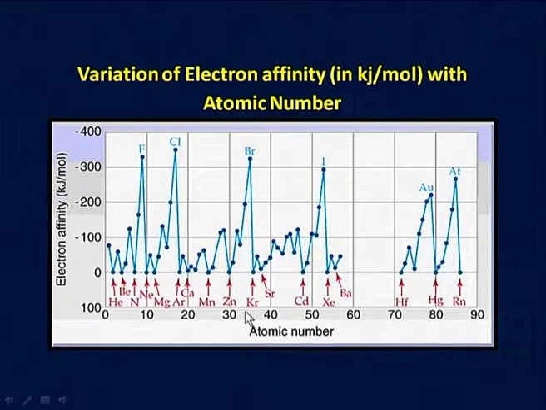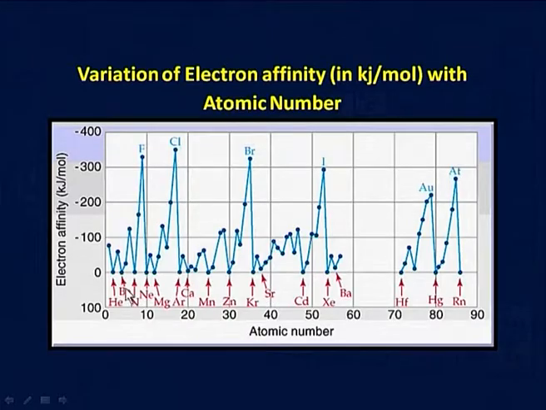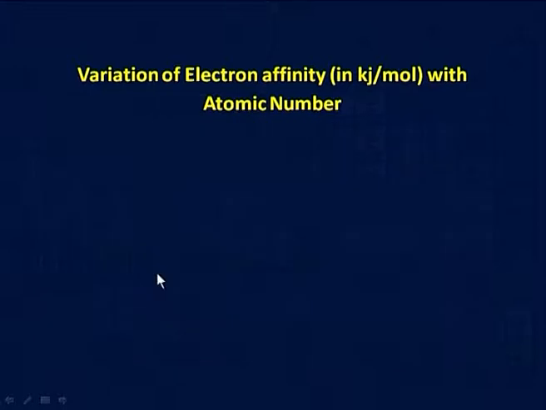Then zinc, cadmium and mercury, they also have very low value of electron affinity, because in these elements the penultimate shell as well as the outermost shell, s subshell, is completely filled. Therefore, they have very low value of electron affinity. Besides that, alkali metals also have a low value of electron affinity. So, they are also present nearly to the bottom of the peaks.